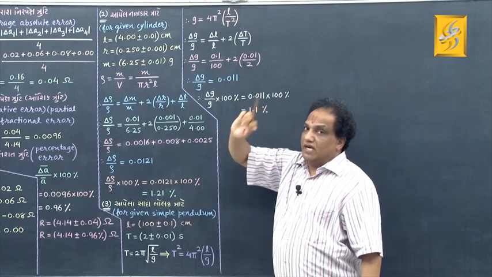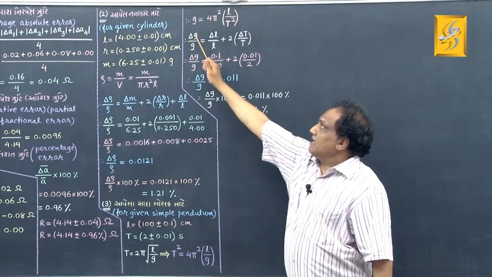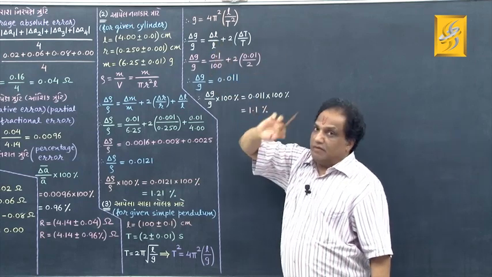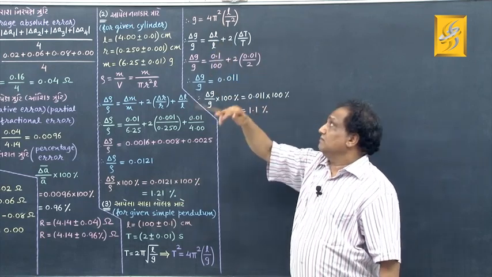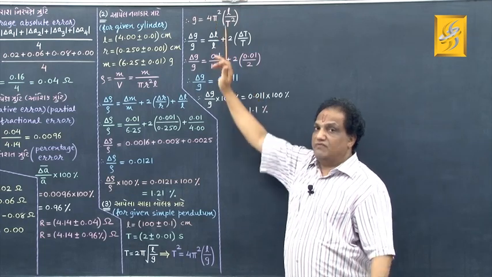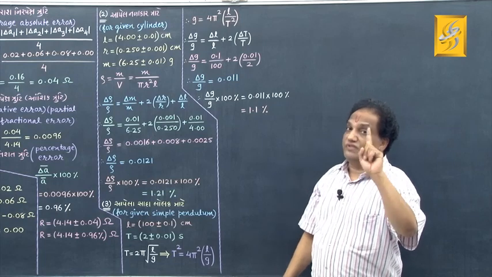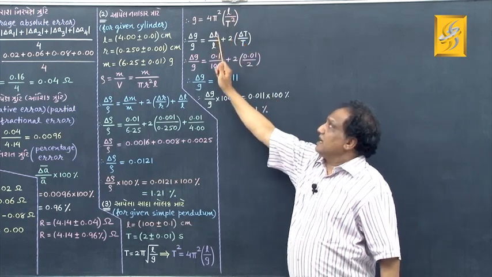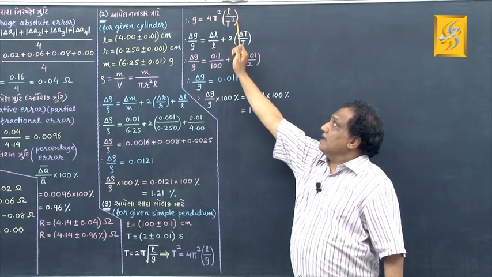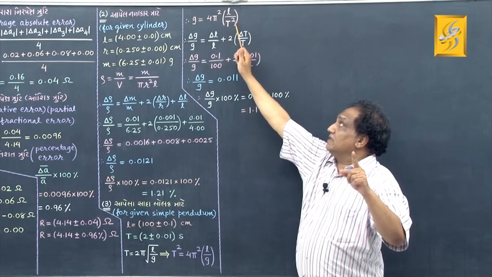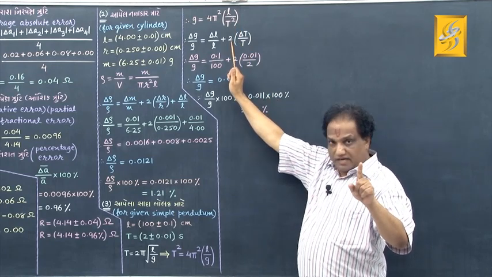Now, find the relative error in g, that is delta g upon g, and that equals this: 4 pi square is a mathematical number. We don't have to write any error in this mathematical number, we are supposed to write errors only for the physical quantities. Write the relative error in length, it is delta L upon L, plus the relative error in T square. But whenever there is a power, that power you should take as a multiplier, correct?